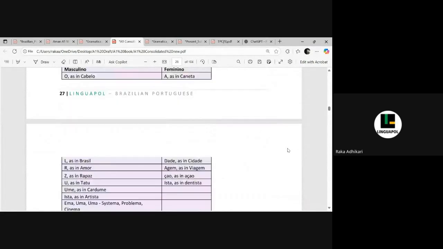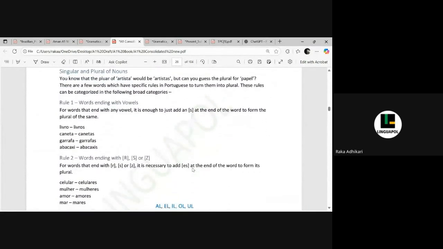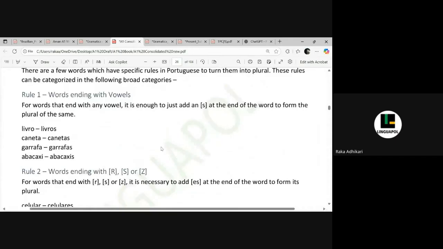So after the gender, we decide the singular and plural of nouns. We have 6 rules under this. Okay, 6 rules define the different endings. On the basis of the endings, we decide how to make the plural of a particular noun.